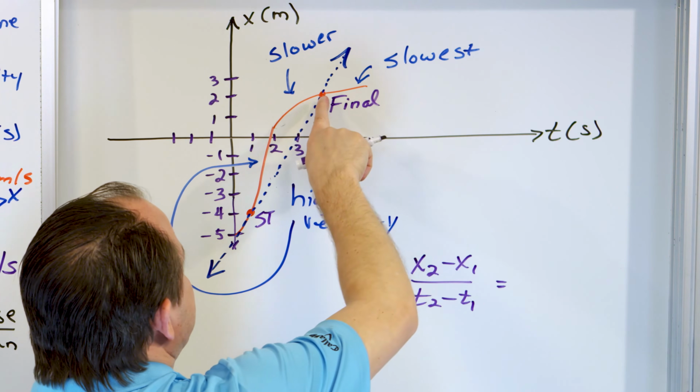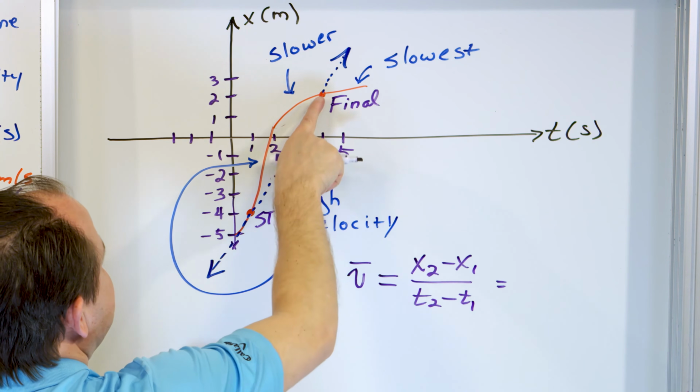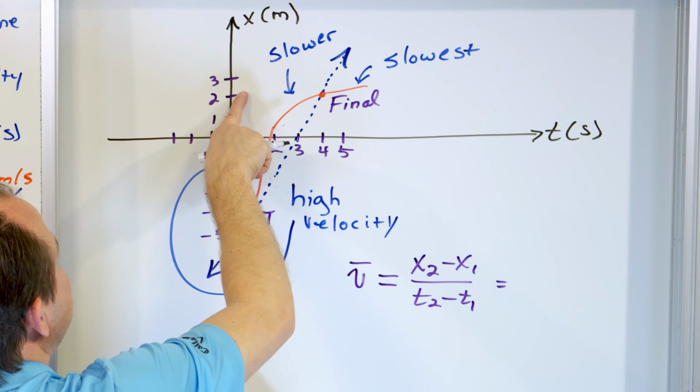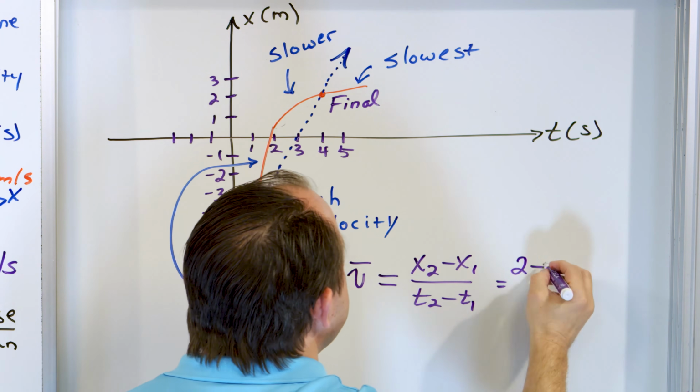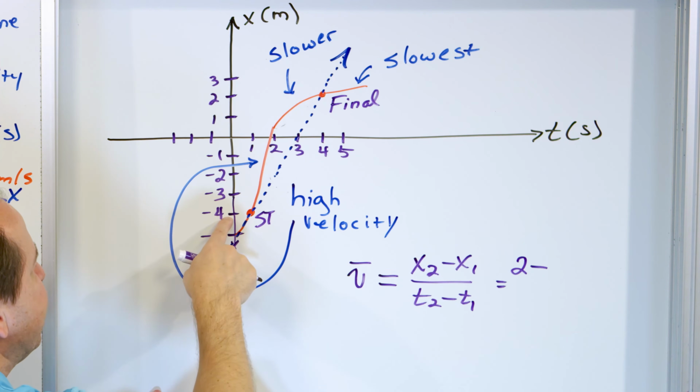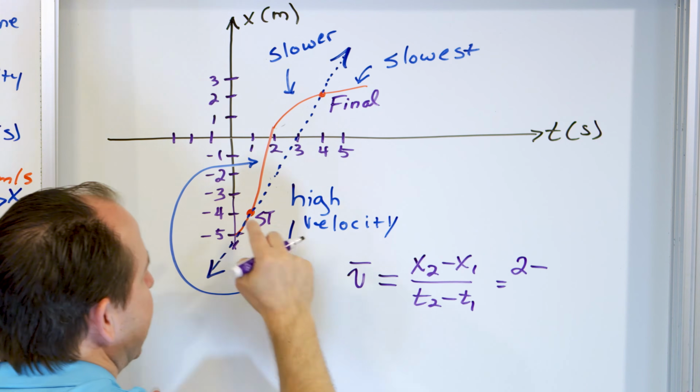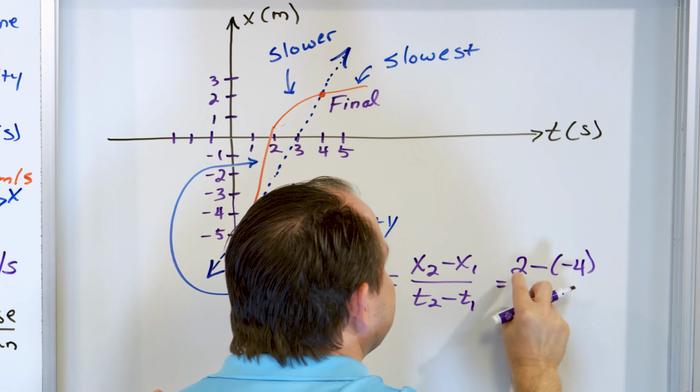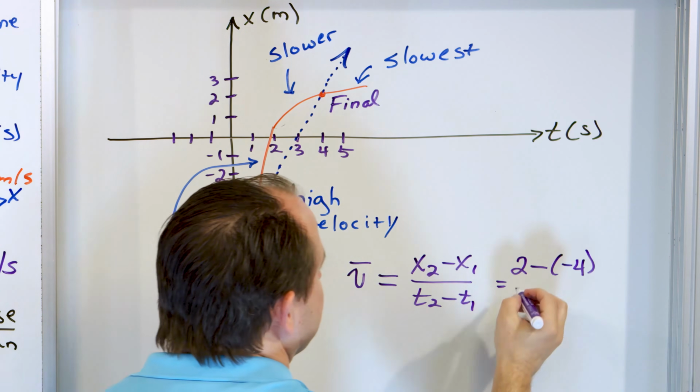So what is the position? The position over here, because this is time, right? The position is 2 meters, positive 2 meters. And the initial position is here. The initial position over here is negative 4 meters. So it's negative 4. So it's 2 minus the negative 4, okay?